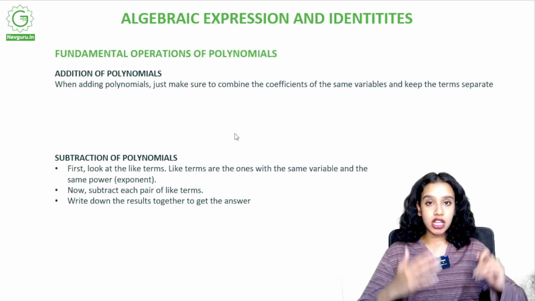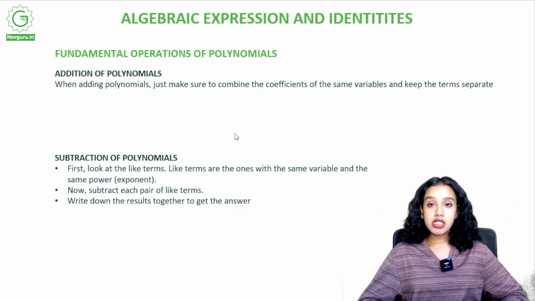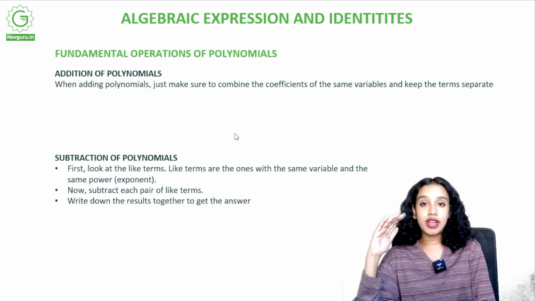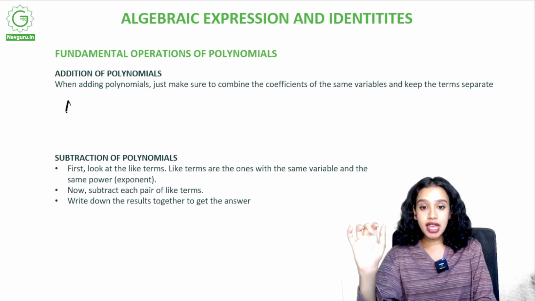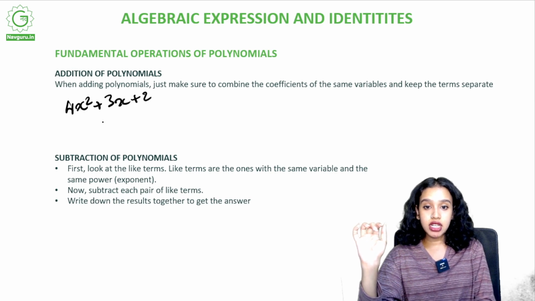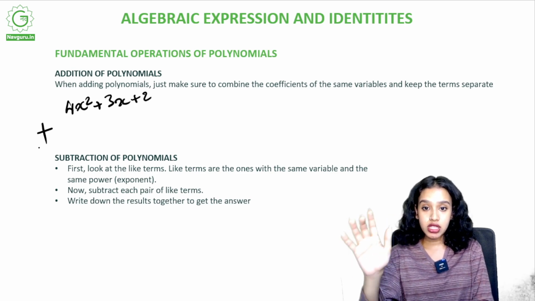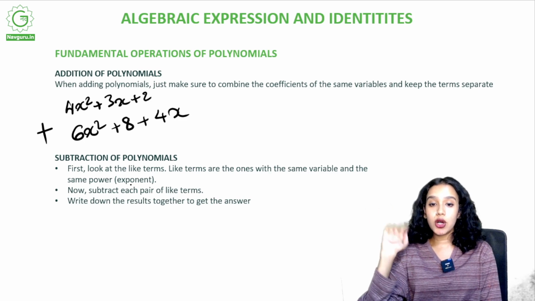Now, let's look at some fundamental operations of polynomials. First of all, let's talk about how to add two polynomials. When we are adding polynomials, the only thing we have to make sure is that they have the same variables. So if I have an equation 4x square plus 3x plus 2 and another equation to add with it, which is 6x square plus 8 plus 4x, how do we add this?